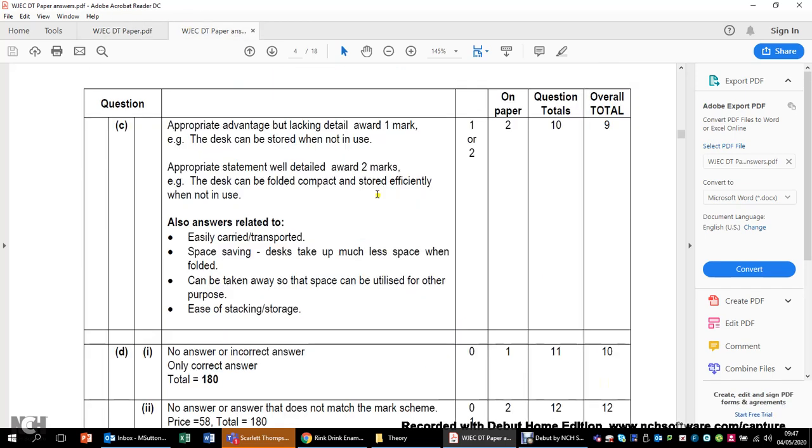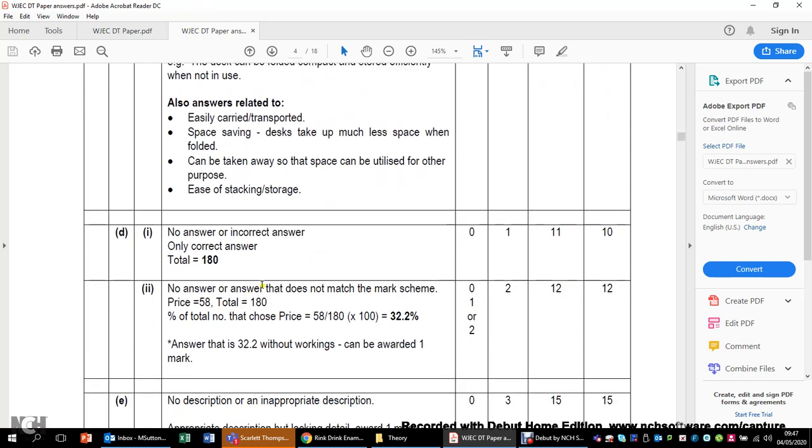So if we have a look at what we've got down on here, no answer or answer that does not match the mark scheme. The price is 58, the total is 180. Percentage of total number that chose price is 58 divided by 180, or over 180, and then times by 100 gives you 32.2%. An answer that is 32.2 without workings can be awarded 1 mark. And I would also say that if you got the wrong answer for the previous one and you put down 179, but you did the working out, I'd still give you a point for the working out, even though it does not match the mark scheme. You still get one that is correct. A little bit of leeway on that one.